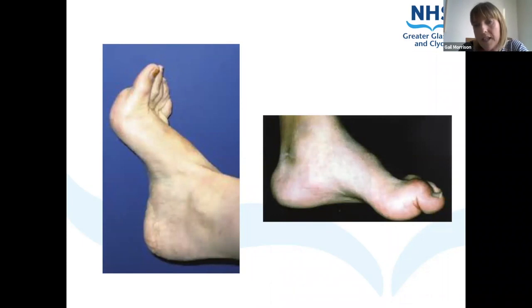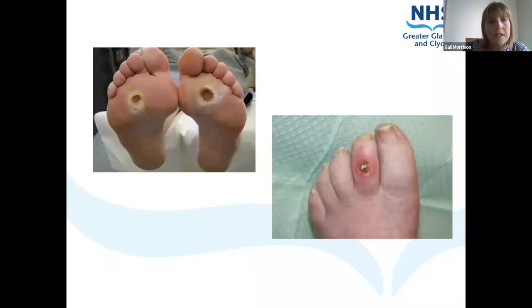And these can rub on shoes. Those deformities can then form these kinds of ulceration patterns, and these are the typical ulcerations that we commonly see in the foot clinics. We've got one on the left in the metatarsal heads, and we've also got one on the dorsum of the toe, which has probably rubbed on a pair of shoes.